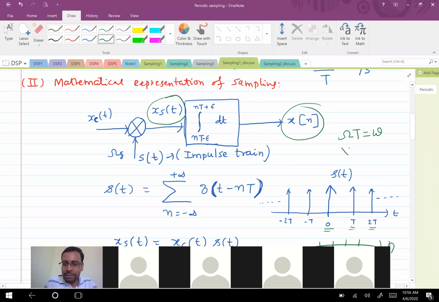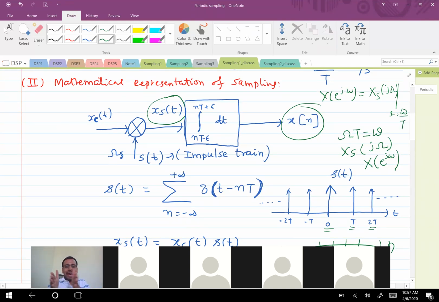So if I give you, for example, X_s(jΩ), and on the other side X(e^{jω}), how do you get the relationship? X(e^{jω}) would be equivalent to X_s(jΩ) computed at Ω equal to small ω by T. So see, there is a scaling happening on the x-axis, if you want to put it that way. That scaling is responsible for bringing it from minus infinity to plus infinity, whichever is there. All frequencies are there. Those will now get mapped to one band.